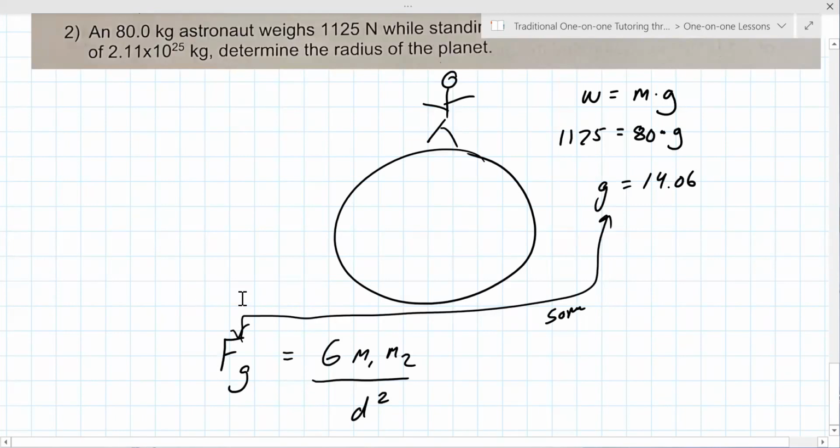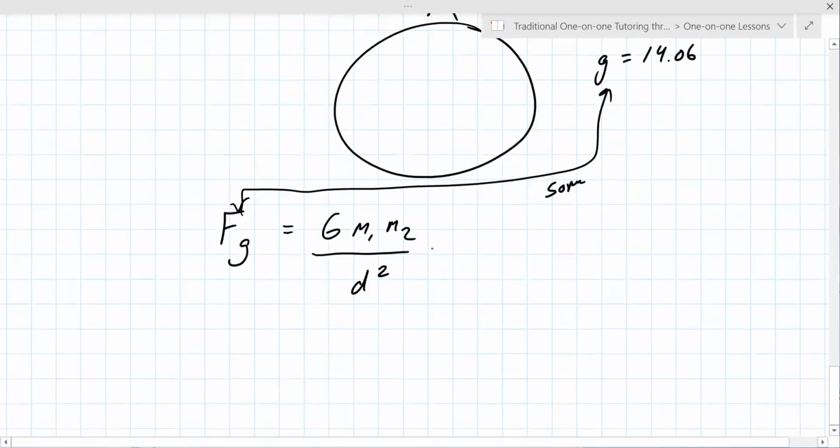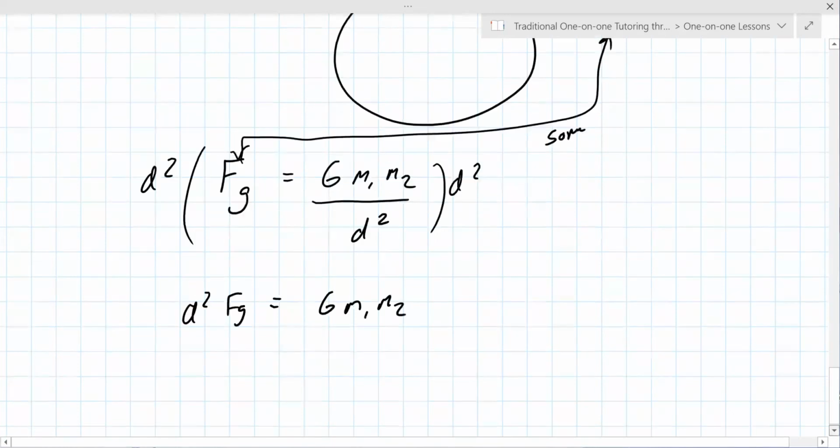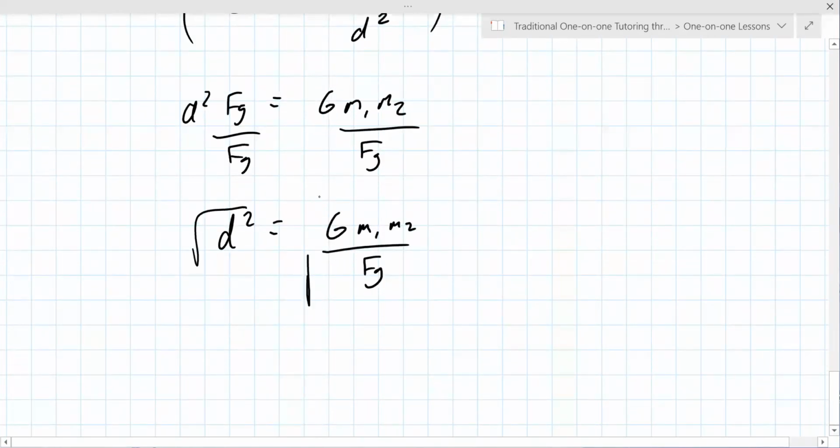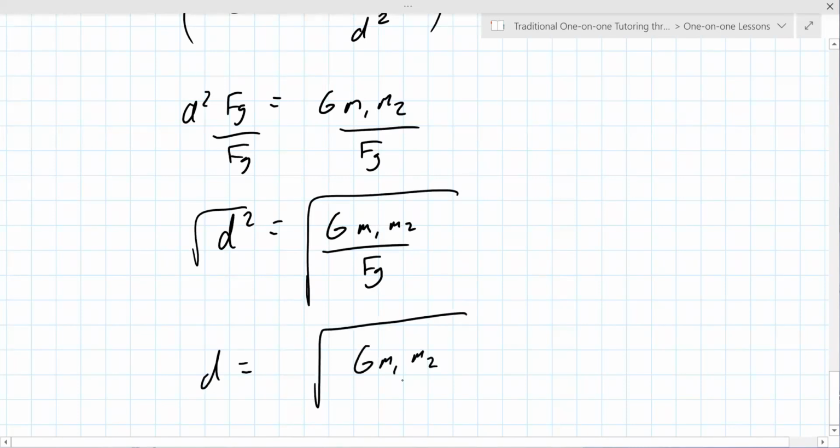Okay. So that really helps here because we're trying to solve for D. So let's solve for D in this equation. We're going to multiply both sides by D squared. So D squared FG equals G M1 M2. And then we're going to divide both sides by FG. So D squared equals G M1 M2 over FG. Then you take a square root of both sides. So your distance is the square root of G M1 M2 over FG.